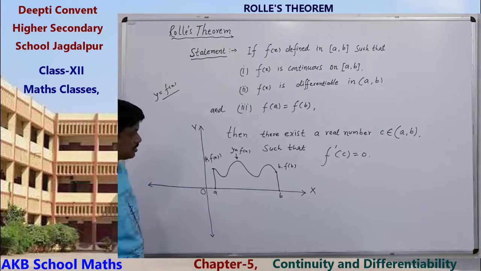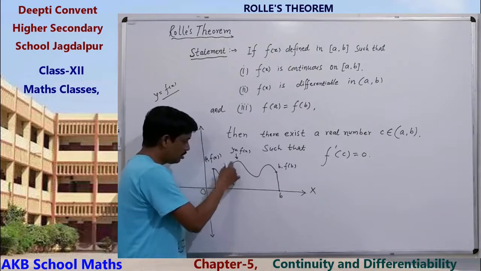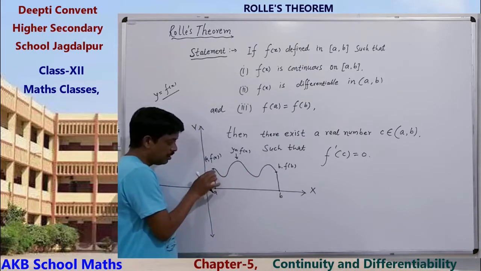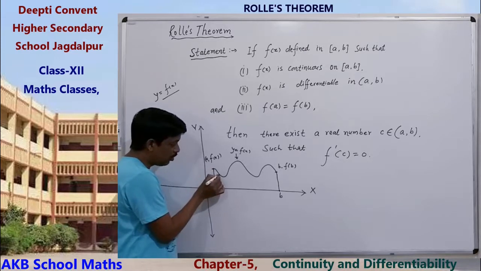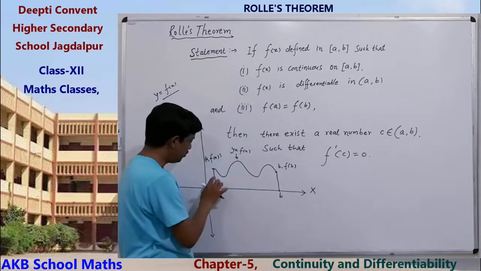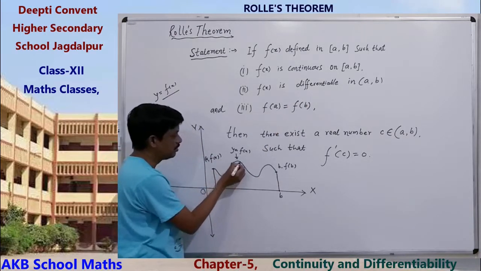Now, since the function is continuous, we can draw the graph continuously, and since it is differentiable from a to b, at each point we can draw a tangent.